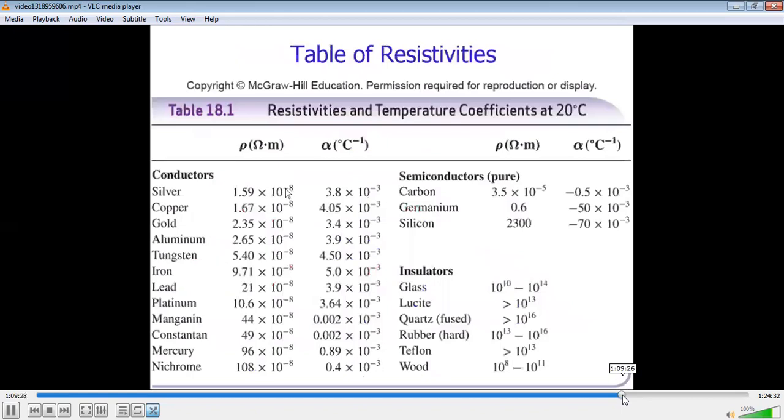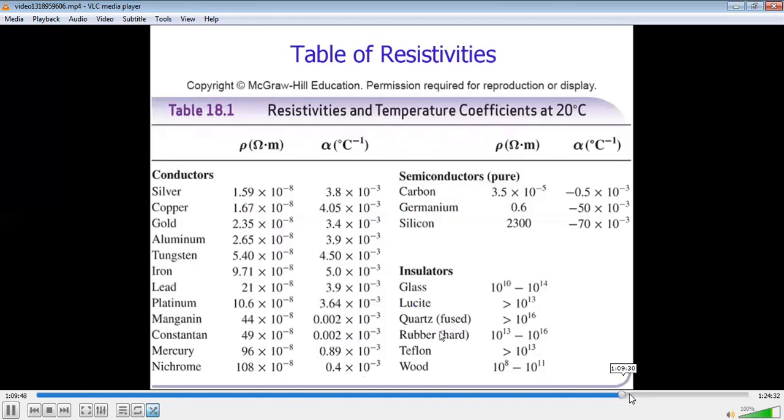So there is a table of resistivity for different conductors here, and specific resistance and temperature coefficient are also given. So for conductors, semiconductors and insulators also, and alpha is the temperature coefficient of resistivity. So you can use these values in our experiment.